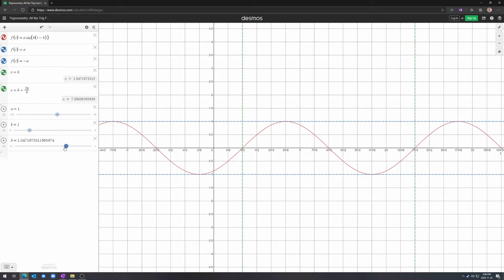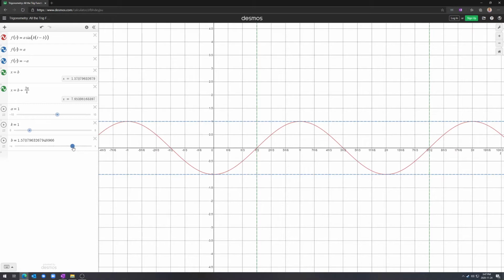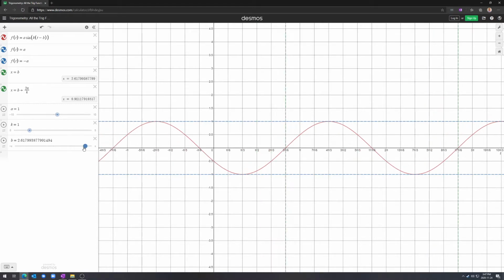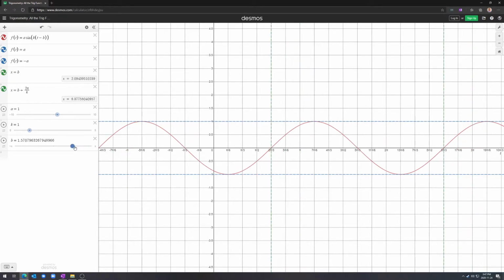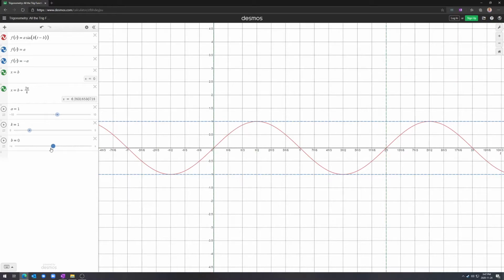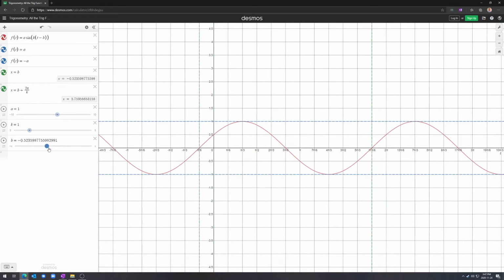T minus pi over 3, t minus pi over 2. Eventually I can go to t minus pi. T minus pi has now shifted the graph all the way from pi to 3 pi. What if I shifted the other way?